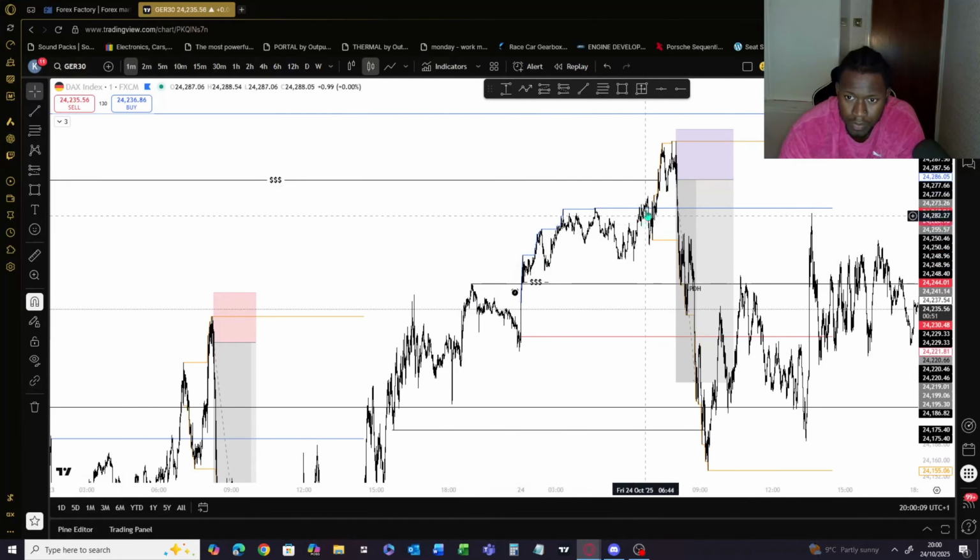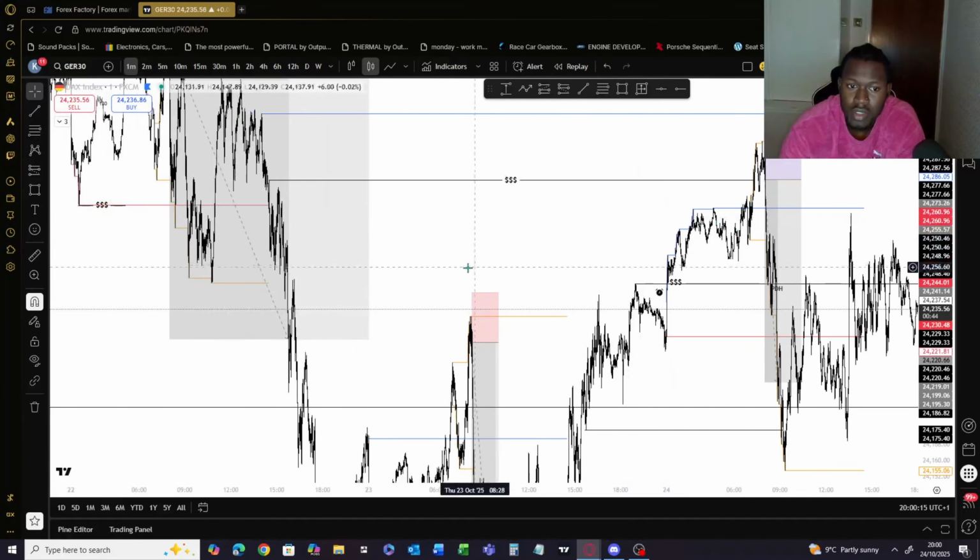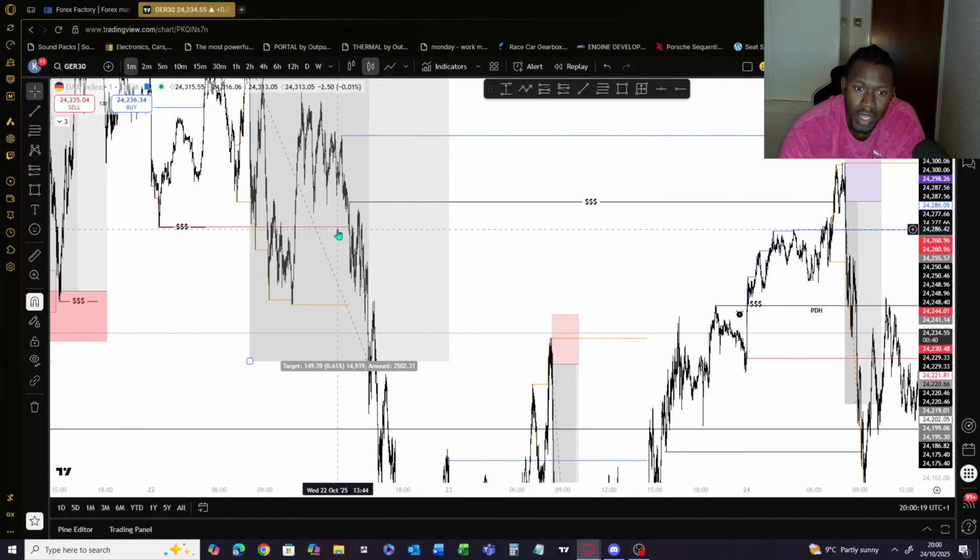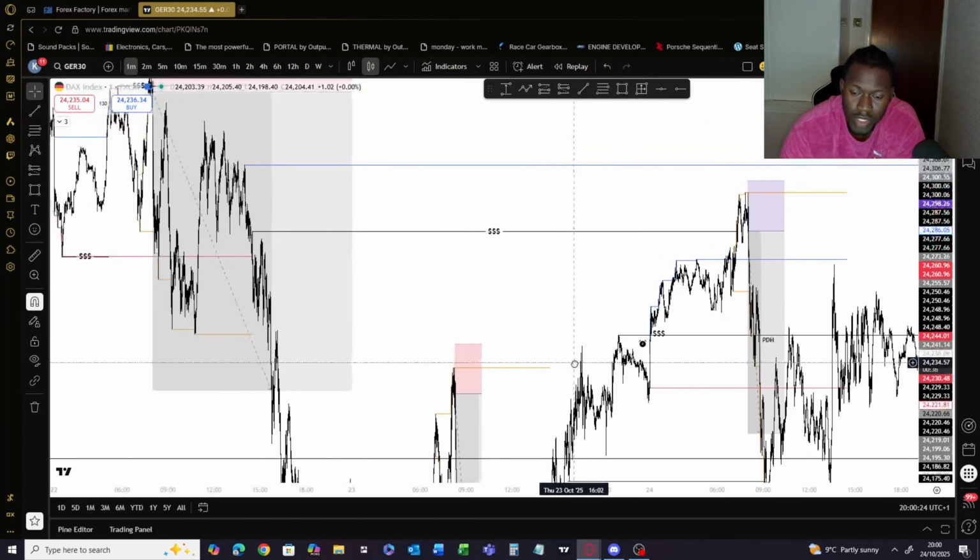But look at this. What do we do here? We rallied up above Asia highs. Now, in context, I think this liquidity would have been enough for a small move, had this liquidity not been here and used to fuel this big move. That's one.